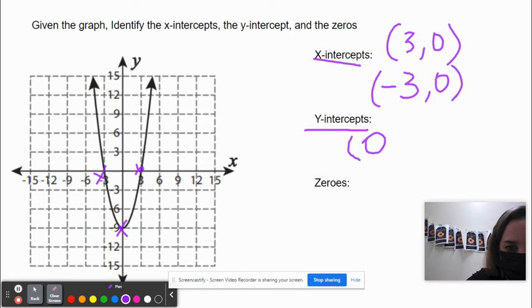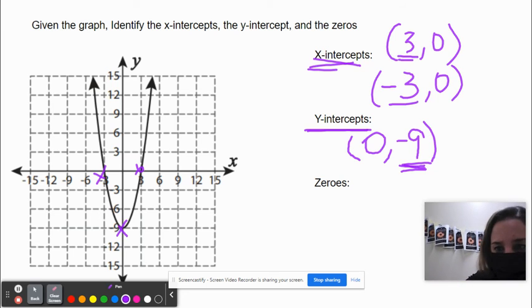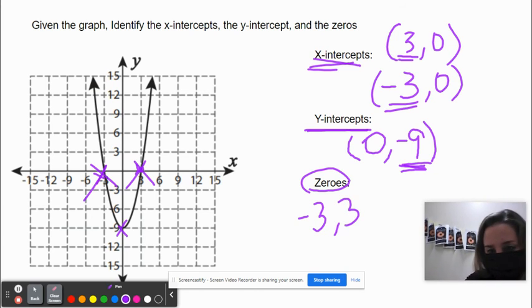So we went 0 in the x direction, down 9. And if you have trouble remembering, just think, if you're talking about a y-intercept, you should have a number for y. If you're talking about the x-intercept, you should have a number for x. Now our zeros, or roots, solutions, are just listing these two numbers. We got -3 and we got 3. And it seems redundant because it's kind of the same as this, but it's also kind of not.